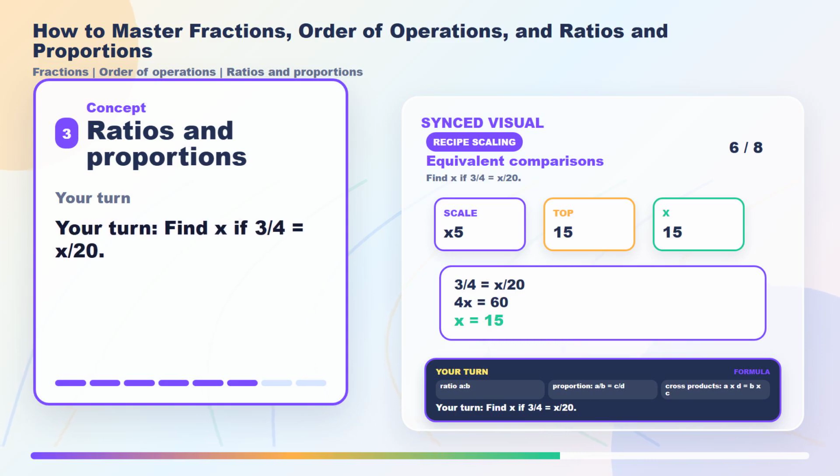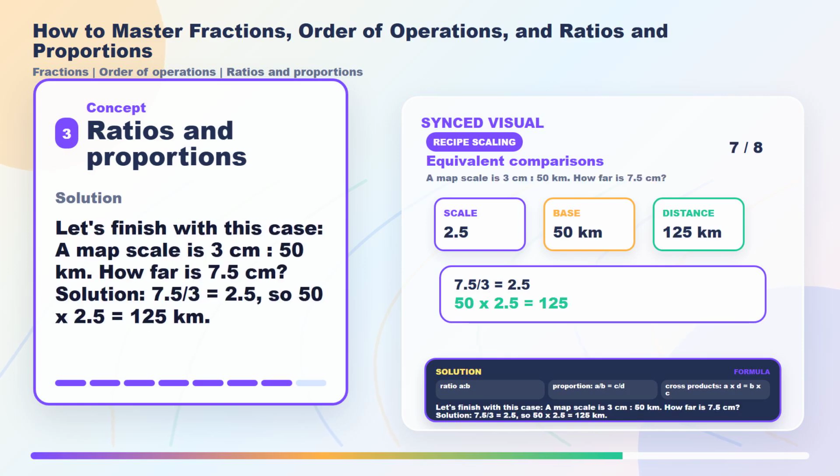Try this one. Find x if 3 over 4 equals x over 20. Pause for a moment, solve it with the same model, and then compare your work with the visual. Now check whether the new comparison still matches the old one.